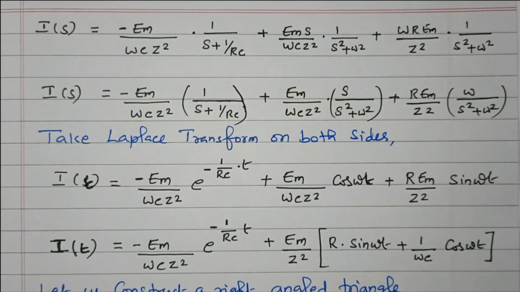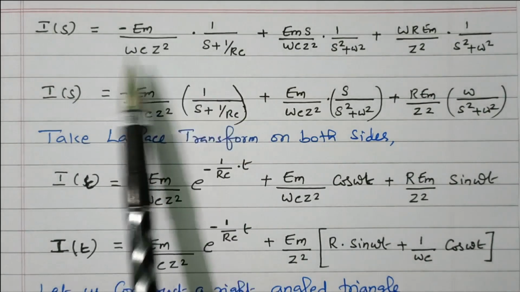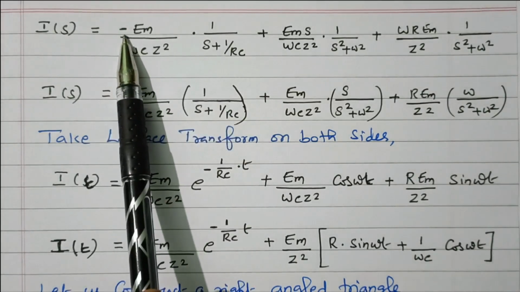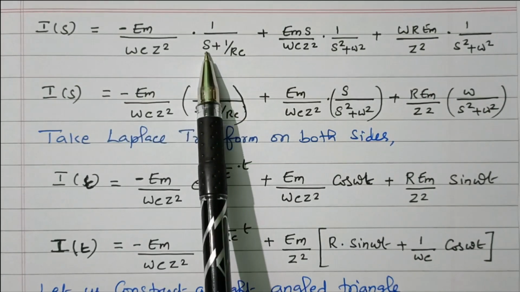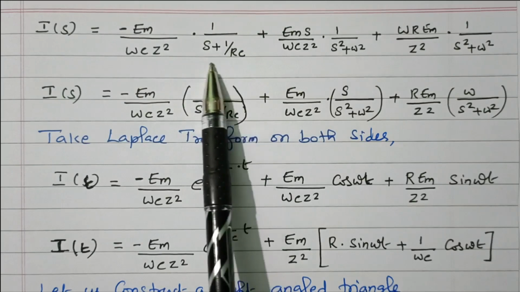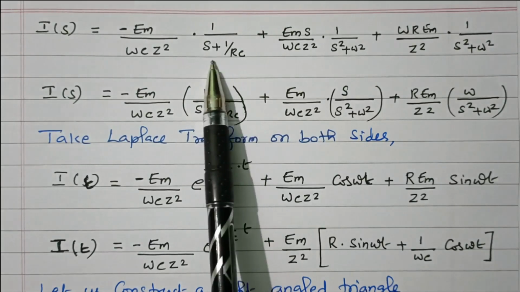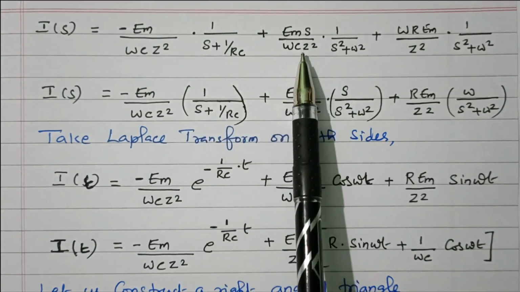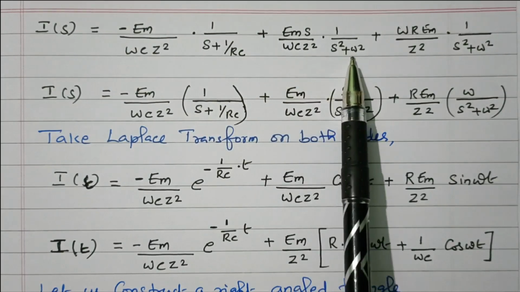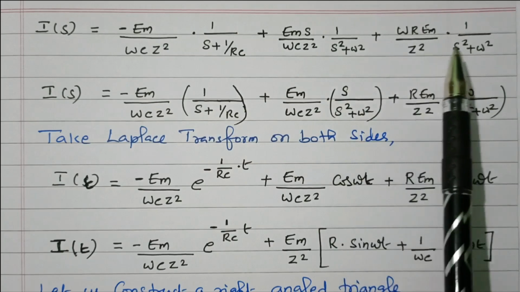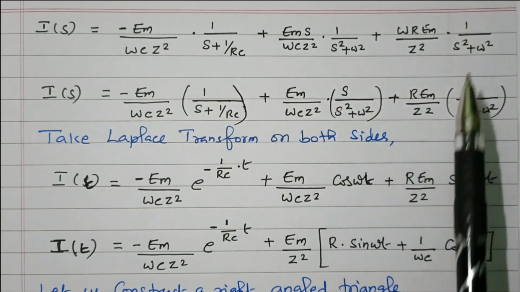In order to take the inverse Laplace, the terms are rearranged. These are all constant. Minus Em by omega C Z square is constant into 1 divided by s plus 1 by RC. So here we can take the inverse Laplace. Similarly, Em by s omega C square Z square into 1 divided by s square omega square. Here these are all constant. 1 divided by s square omega square.